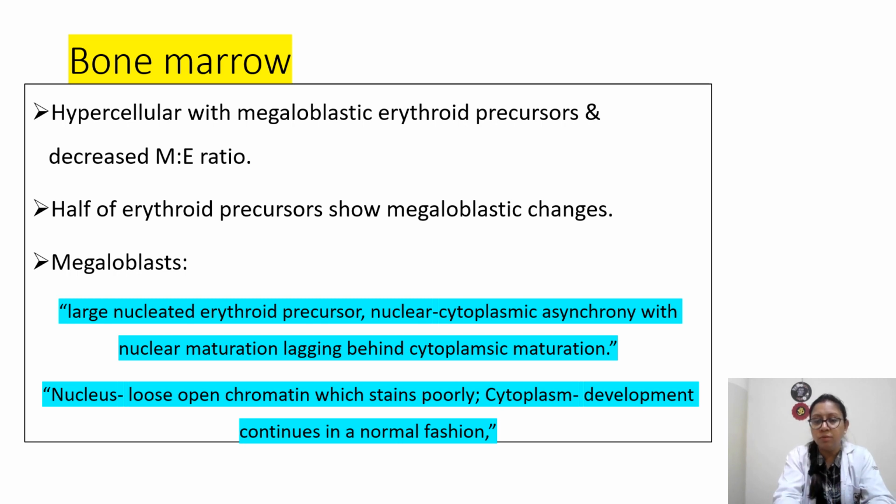How do you describe a megaloblast? These are large nucleated erythroid precursors with nuclear cytoplasmic asynchrony. The nucleus lags behind in maturation as compared to the cytoplasm. That is your nuclear cytoplasmic asynchrony. The nucleus, how do you describe it? Loose open chromatin which will stain poorly. Cytoplasm is well developed. It will continue in normal fashion. So large nucleated erythroid precursor with nuclear cytoplasmic asynchrony, nucleus with loose open chromatin, cytoplasm well developed.